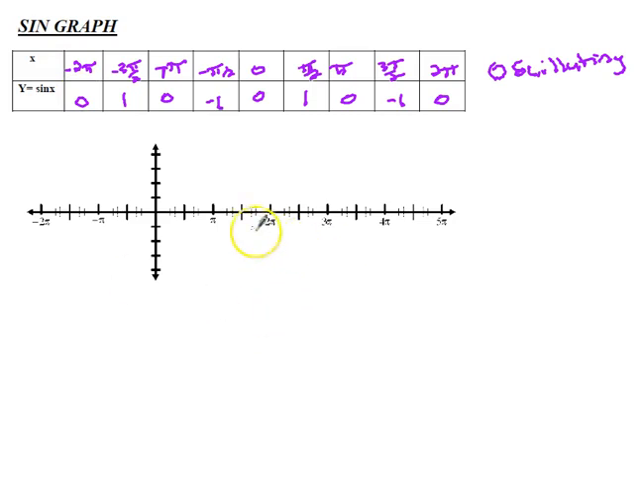So now we can go through and plot these points. So at negative 2 pi, we're at 0. At negative 3 pi over 2, which is right here, we are at 1. So right there. At negative pi, we're at 0. At negative pi over 2, we're at negative 1. And then 0. And then 1. And then 0. And then negative 1. And then 0.